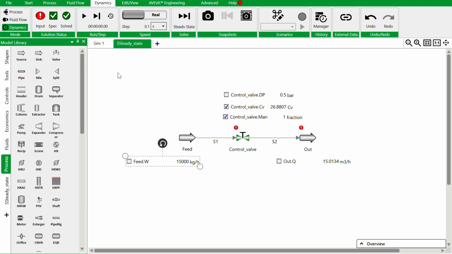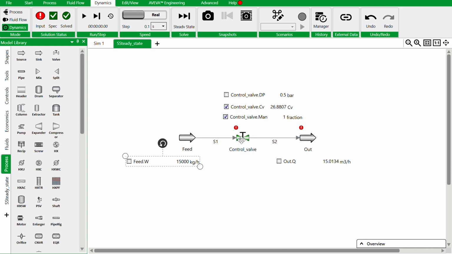That means you will get the red badges at the control valve as well as the outlet. So unless and until you solve these badges, your simulation is not in steady state. And after these badges turn green, you can start the simulation from here by running it. It shows the running of the simulation.